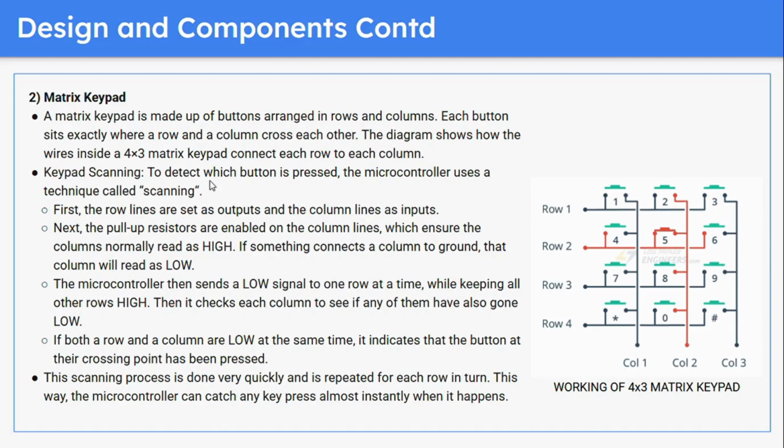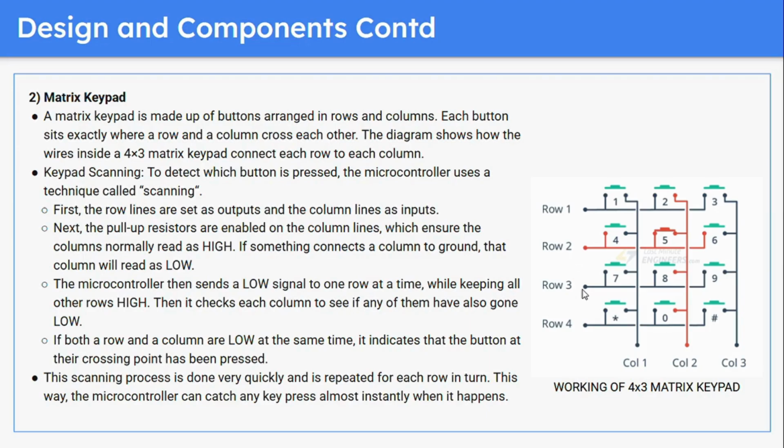The matrix keypad makes use of a technique known as keypad scanning. This is used to detect which button is pressed on the keypad. The process of scanning is described here. First, the row lines are set as outputs and the column lines are set as inputs. Next, the pull-up resistors are enabled on the column lines, which ensure that the columns normally read as high.